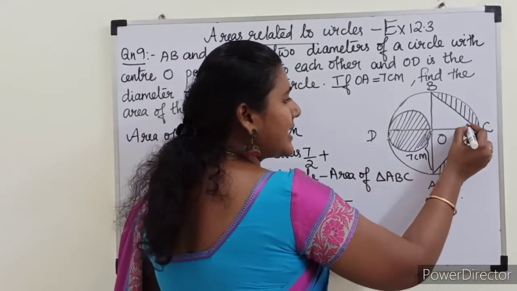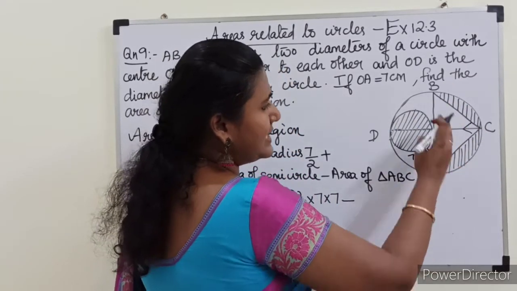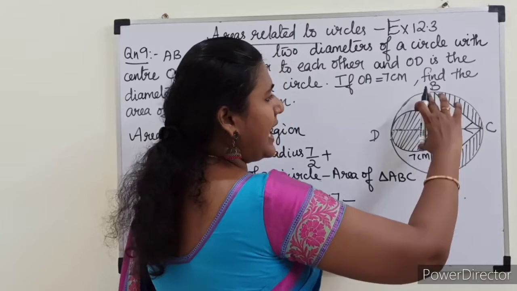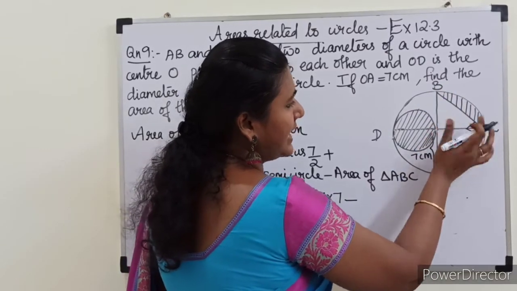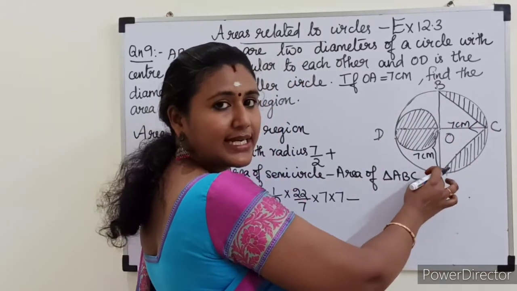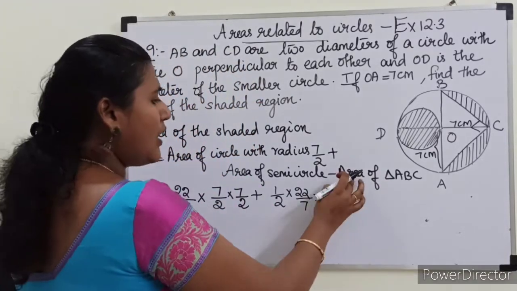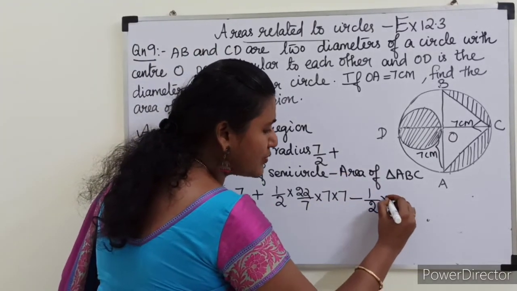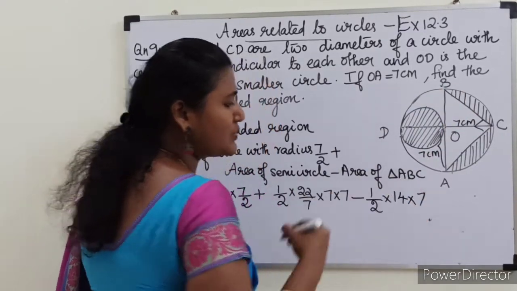how will you find the area of this triangle? Actually, this is a right angled triangle because the angle in a semicircle is 90 degrees, and we have this base and this height. You know that this height is nothing but 7 centimeter. This base is actually the diameter, that is 7 plus 7 is equal to 14. So the half b h formula we can use, half into base 14 and height equal to 7.